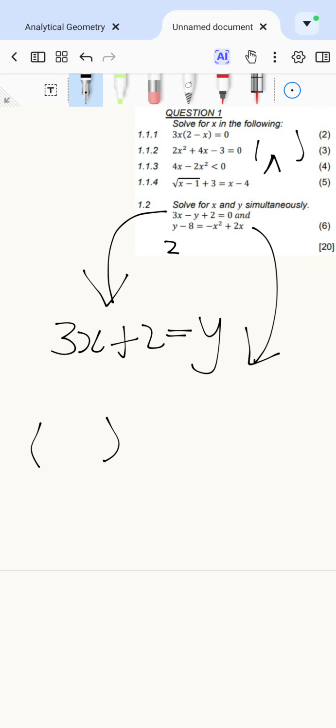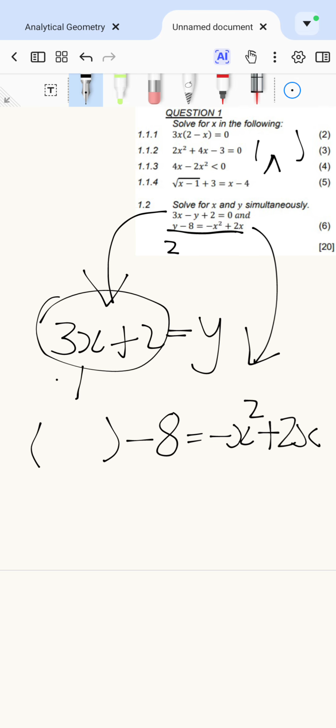Okay, so I'm going to say y. I know what y is now. Y minus 8 is equal to minus x squared plus 2x. Okay, so what did I do? I just rewrote this second equation, and instead of the y, I put in my newfound y, which I found from the first equation. So this 3x plus 2 is my y value.